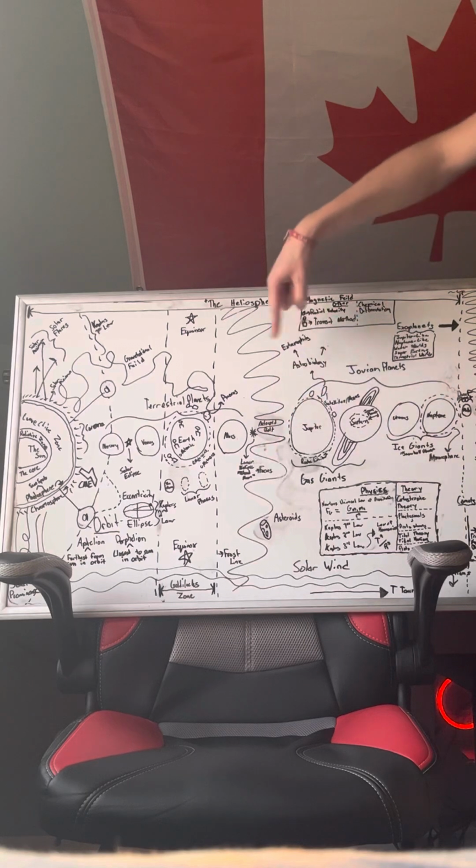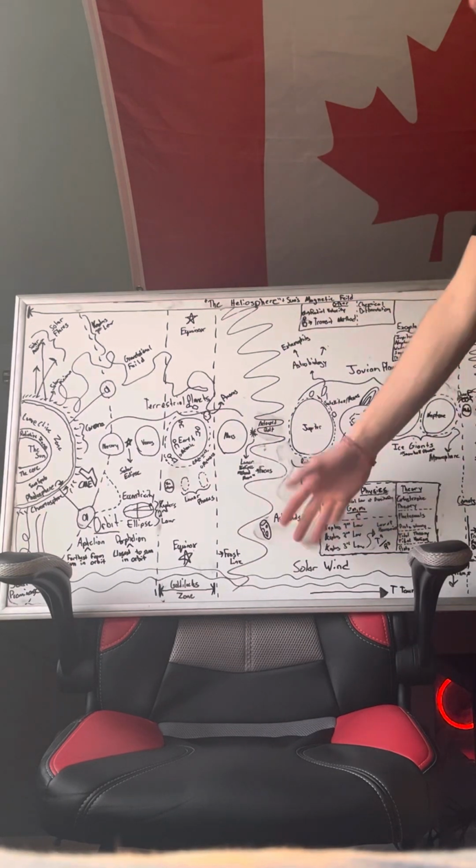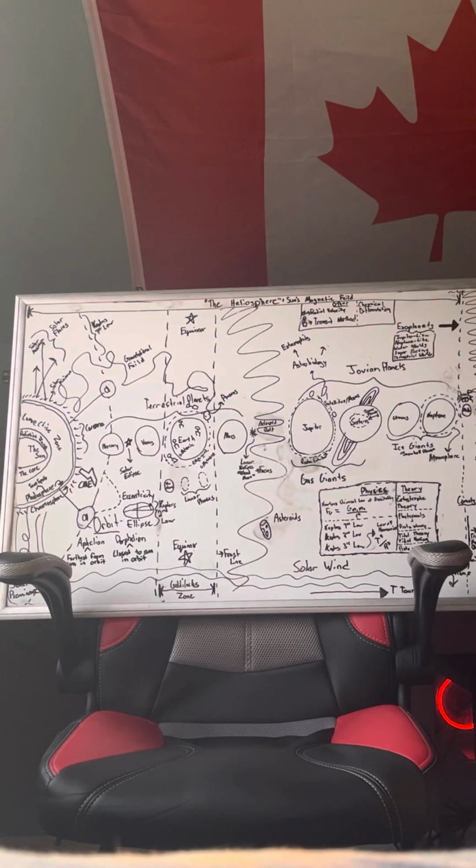And this squiggly line here is the asteroid belt, in which are asteroids, obviously. Next is the Jovian planets. So you have the gas giants, Jupiter and Saturn. You have the ice giants, Uranus and Neptune.